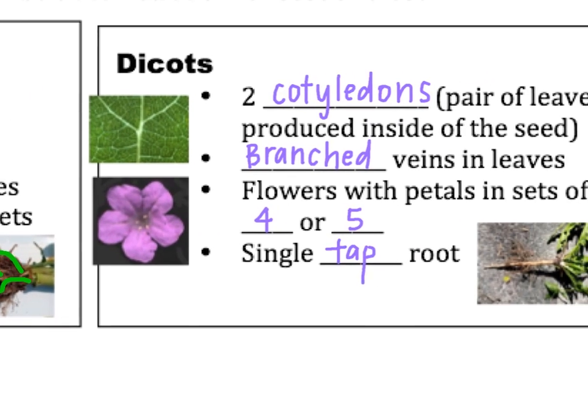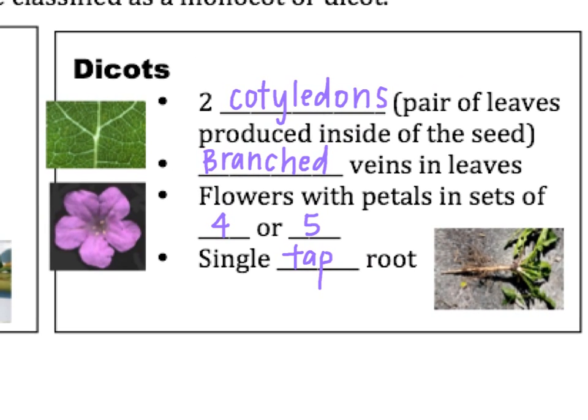Now, if it's not a monocot and it produces flowers, then it's going to be a dicot. And dicot literally means two cotyledons. So when that first set of leaves are produced, there's going to be two of them produced at the same time instead of just one. They have branched veins rather than parallel veins, and those veins are kind of like in the picture here, they kind of go off in branches, like branches of a tree.